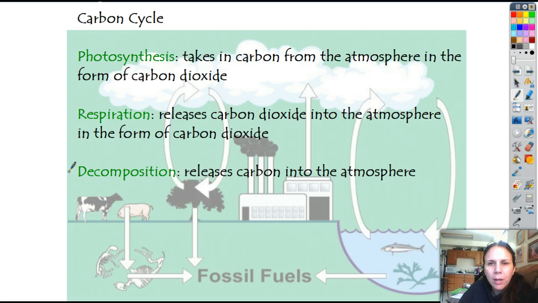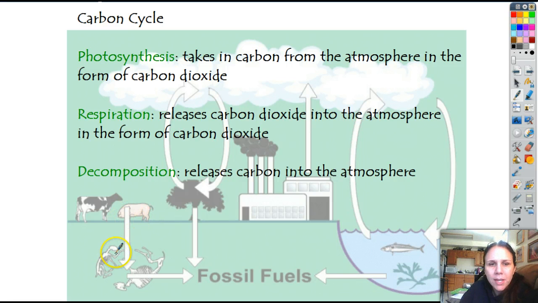Now, we don't really think about it, but carbon gets released into the atmosphere by many ways besides just heterotrophs breathing it out. One is decomposition. When animals die, they are full of carbon. Their whole body is based off of carbon. And so when the animals die, decomposers like bacteria and fungi take over and start to break them down into their individual components, one of those being carbon.